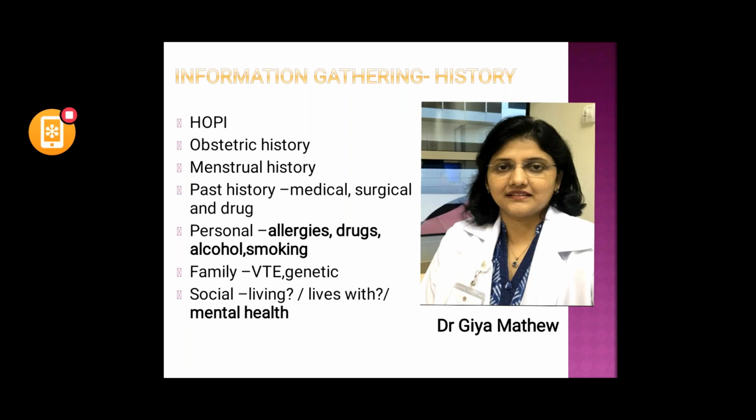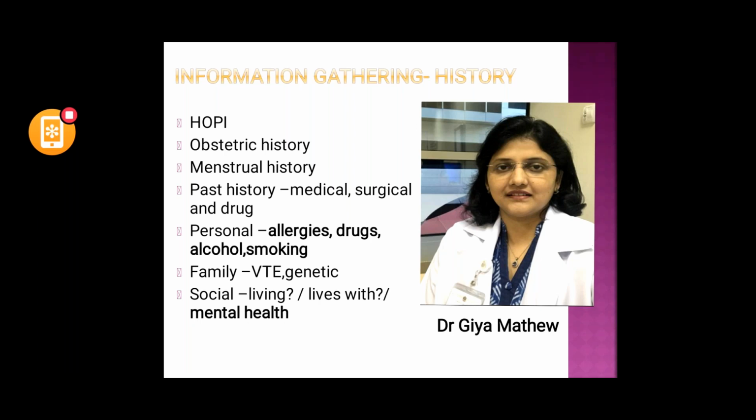Then past medical history, then drug history, especially any allergies, then family history, especially for fetal anomalies or any genetic condition. If it's a case of hypertension or diabetes, you can ask the history of similar things in the family. Twinning, you can ask in the family history.